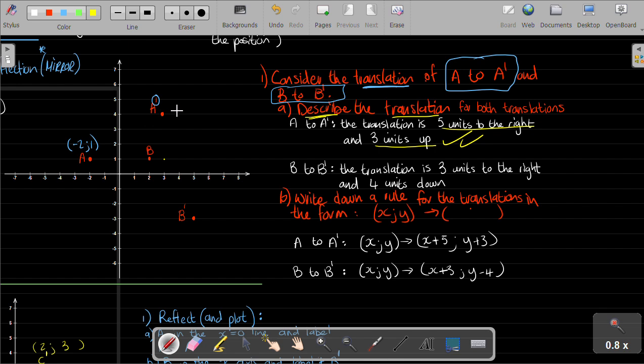Okay, let's have a look at B to B transformed. Oh, sorry, I'm going through the answer. So what you would say here is B to B transformed. So the translation is, let's go. So let's check the horizontal movement.